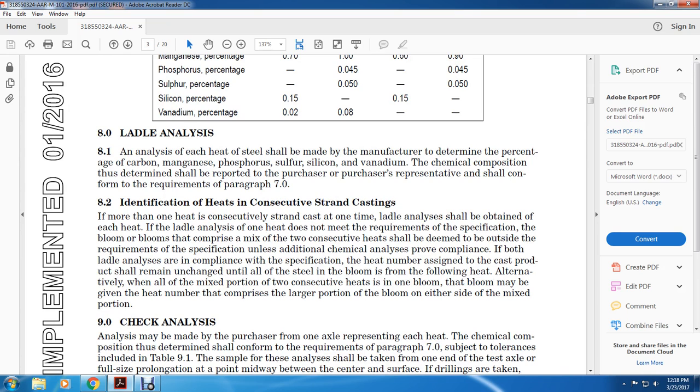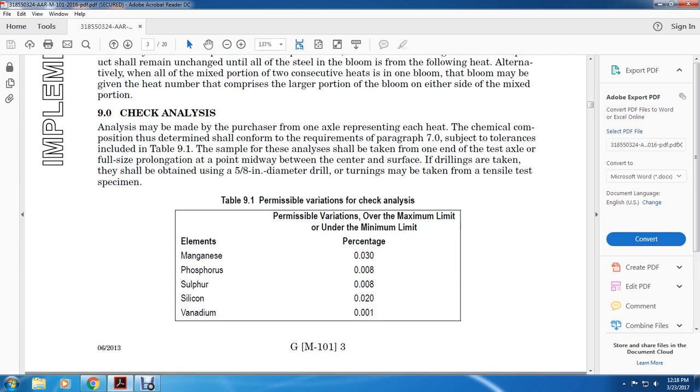If the ladle analysis of one heat does not meet the requirements of the specification, the bloom or blooms of the compromise, the mix of the two consecutive heats shall be deemed to be outside the requirements of the specification unless additional chemical analysis proves compliance. If both ladle analyses are in compliance with the specification, the heat number assigned with the cast production shall remain unchanged until all the steel in the bloom is from the following heat, alternating when mixed in proportion of the two consecutive heats in the one bloom. The bloom may be given the heat number of the comprising larger portion of the bloom either side of the mixed portion. 9.0. Check analysis.